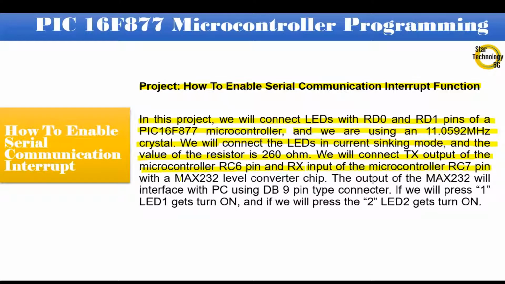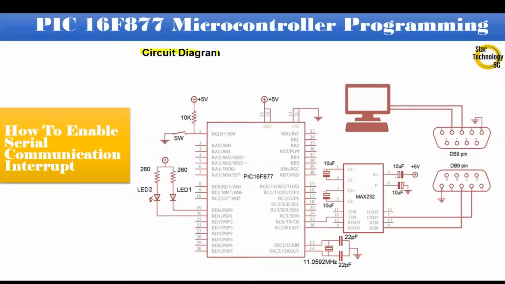with a MAX232 level converter chip. The output of the MAX232 will interface with the PC using a DB9 pin type connector. If we press 1, LED1 gets turned on, and if we press 2, LED2 gets turned on. Here is the circuit diagram we are using in our project.